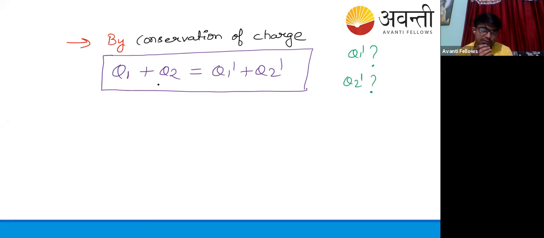See, I told you Q1 and Q2 will be equal to C1 V1 plus C2 V2. Now, can anybody tell what Q1 dash and Q2 dash will be equal to? Just text me in the text box, or you can unmute your mic and answer in the class. Does anybody know what Q1 dash and Q2 dash will be?